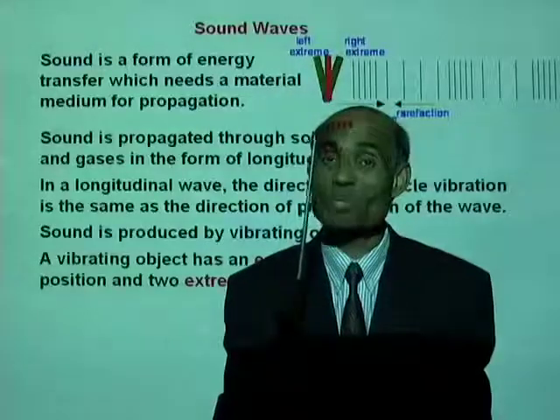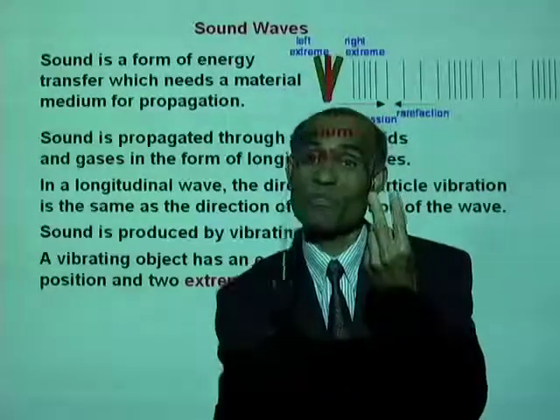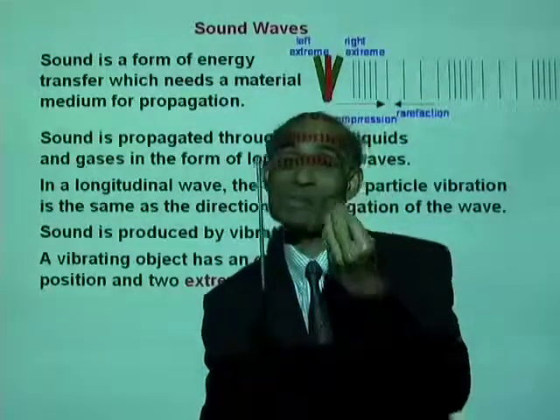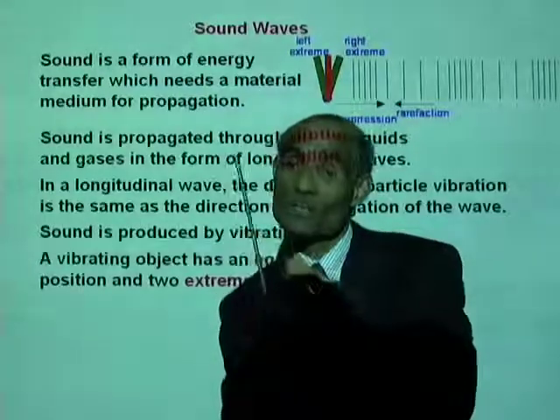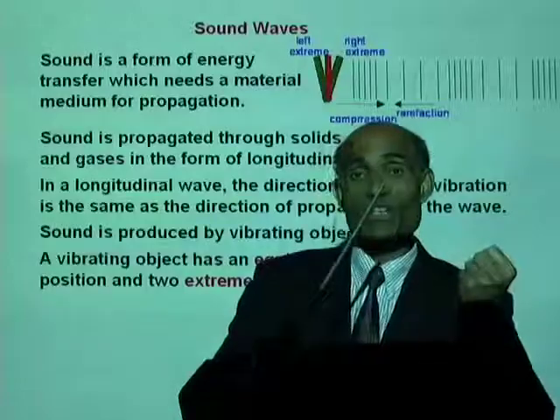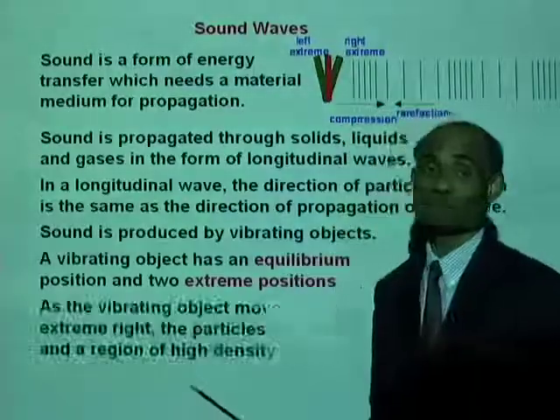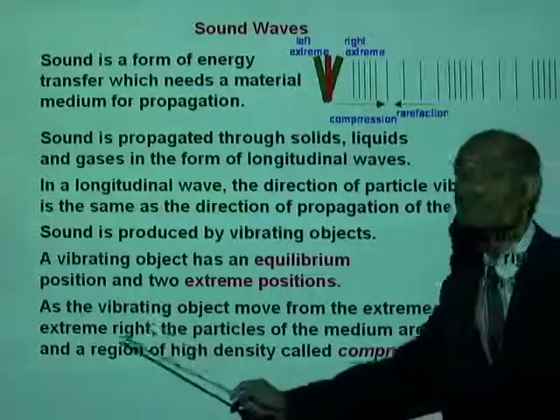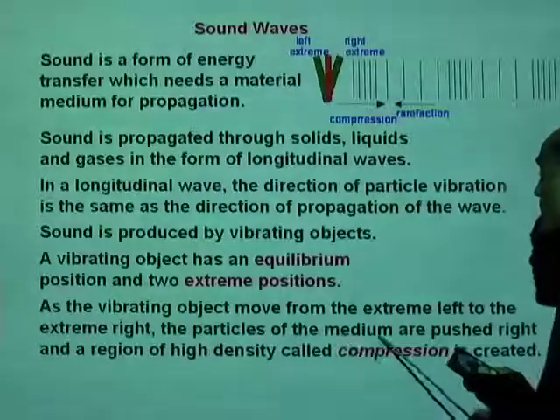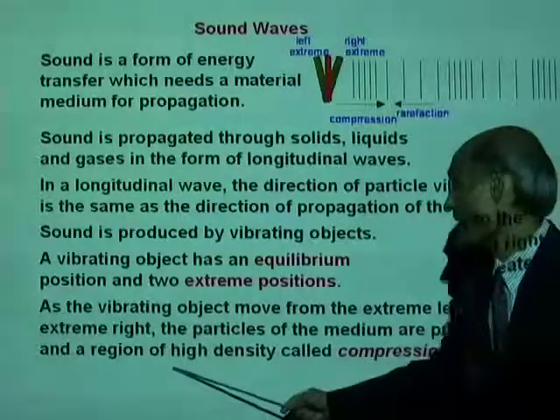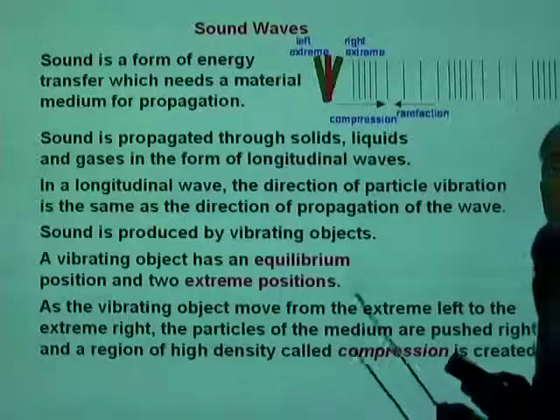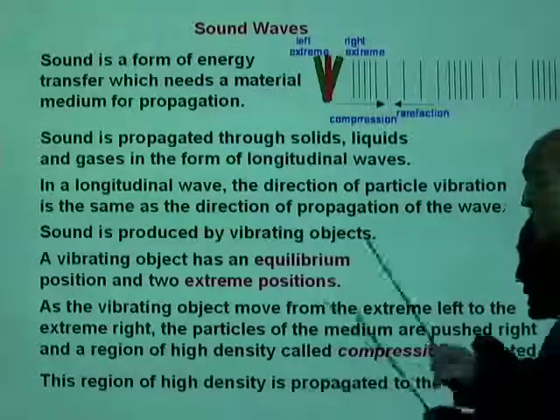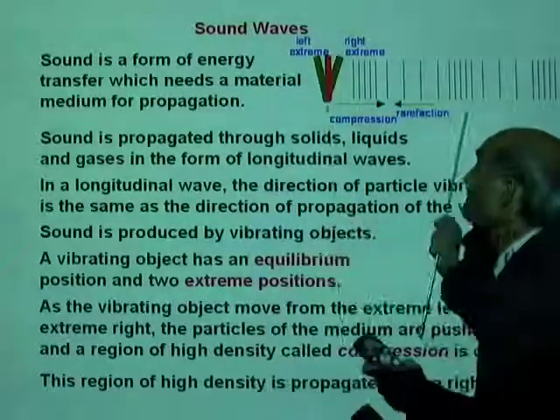Remember, the vibration of a particle has two parts. It vibrates forward and then backward. During the forward vibration, the particle is in a region of high density. During the backward vibration, it is in a region of low density. As the vibrating object moves from extreme left to the extreme right, the particles of the medium are pushed to the right, and a region of high density called compression is created. And this region of high density is propagated to the right.